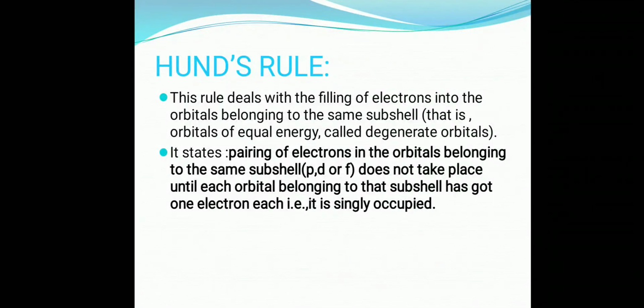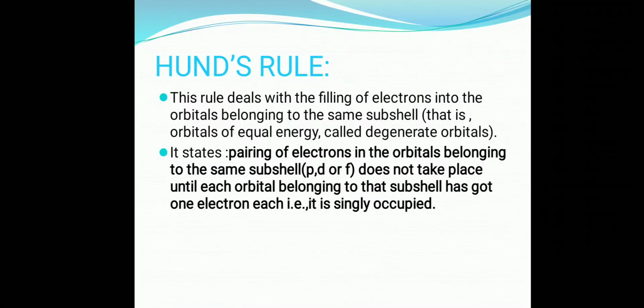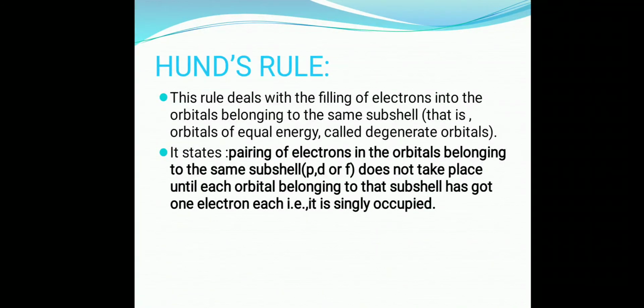Next comes Hund's rule. This rule deals with the filling of electrons into the orbitals belonging to the same subshell. Here we can see the orbitals of equal energy called degenerate orbitals. What Hund's rule states means the pairing up of electrons in the orbitals belonging to the same subshell does not take place until each orbital belonging to that subshell has got one electron each. That is, it is singly occupied.